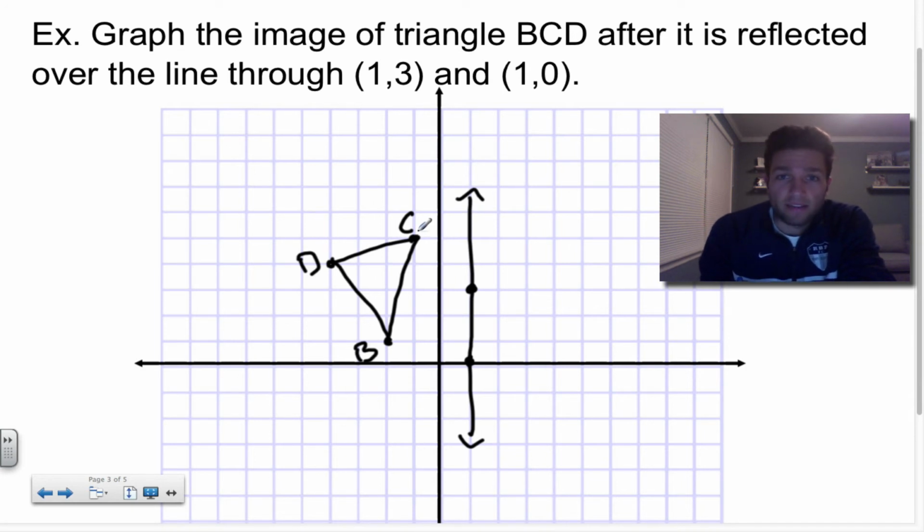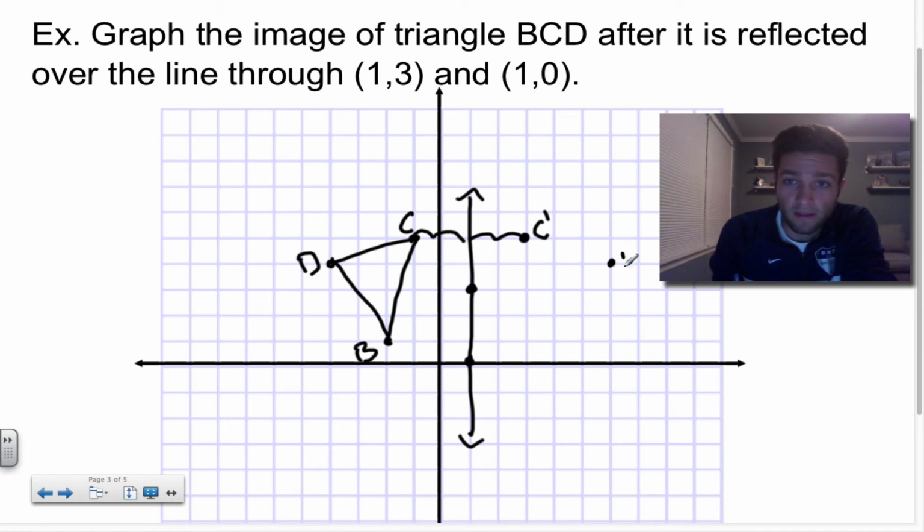So if that is going to act as my line of reflection, I need to count how many spaces away each point is from that line. I'm going to start with C at the top here. C is 1, 2 spaces away, which means C prime needs to be 2 spaces away. Now we'll go to D. D is 1, 2, 3, 4, 5 spaces away from the line that I created. So D prime needs to be 5 spaces away from the line. And then B, 1, 2, 3 spaces away. And now I have B prime.